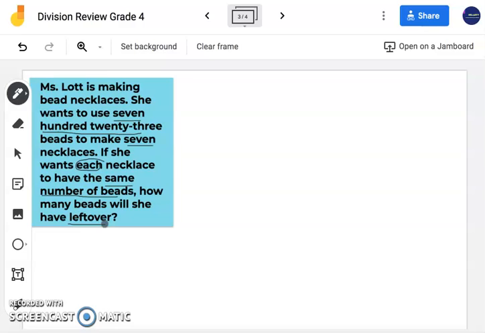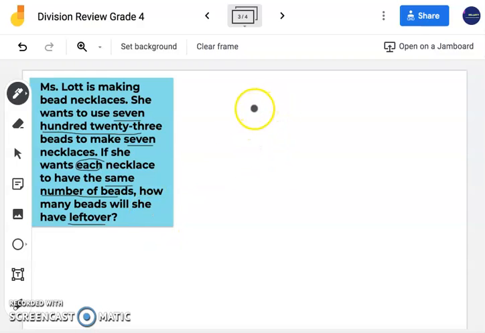So notice as I was reading this problem, I was underlining those important numbers. We have my dividend, my divisor. I know we're doing division because we're talking about equal groups, each necklace, same number of beads. And they're asking us how many beads will she have left over. Now, leftover is a key word for the remainder. So that means we're going to have to solve this whole problem here. Do the long division and then determine what my remainder is going to help me figure out my answer and answer this question.